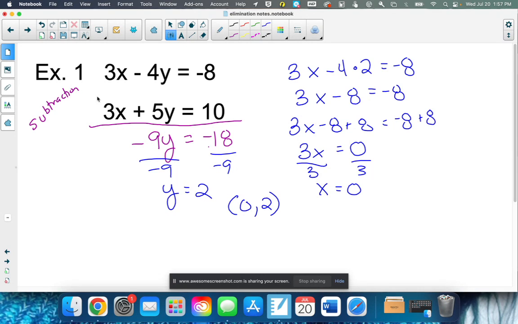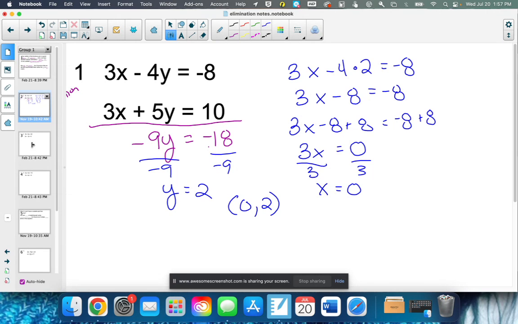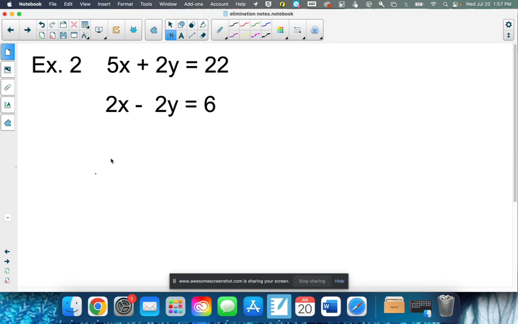All right, so we've had one where we've done subtraction. Let's try one where we're going to do addition. Okay, so same thing. You're looking for a matching pair. Now, again, notice my y values have the same number, but their signs are different. So I can make my y's go away because I have a negative 2 and a positive 2. That's a zero pair if I add them.